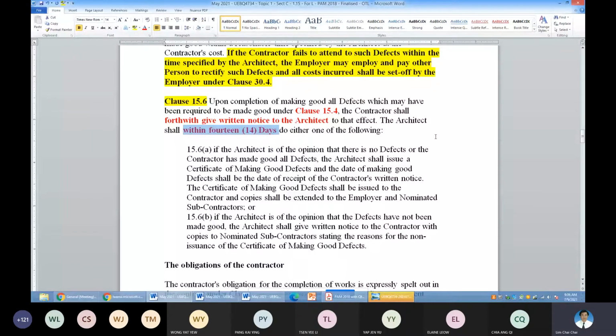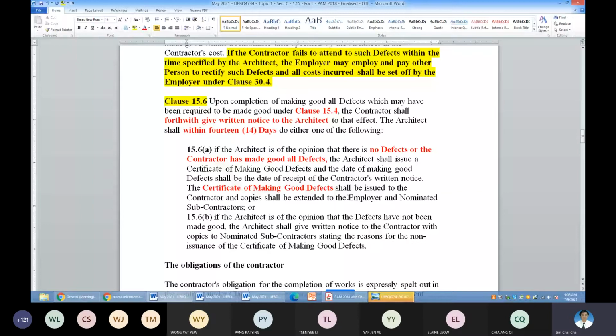Under 15.6a, if in the opinion of the architect there are no defects or all have been made good, then the CMGD will be issued. So this is how to end the defects liability period. Without the CMGD, the defects liability period is still running.